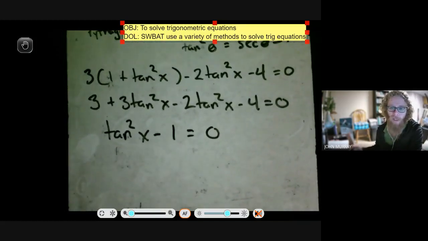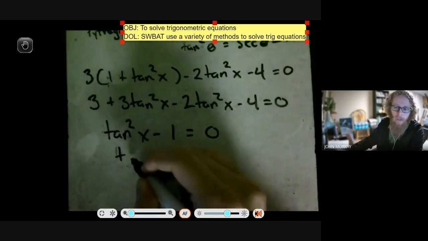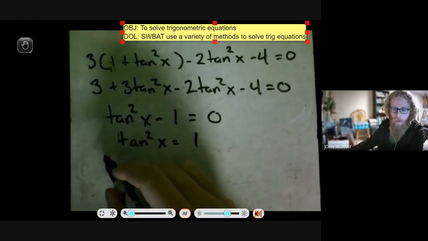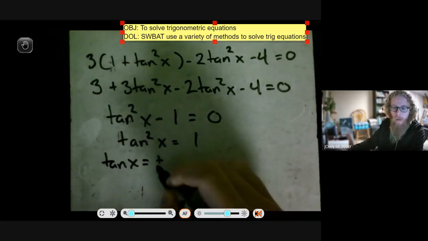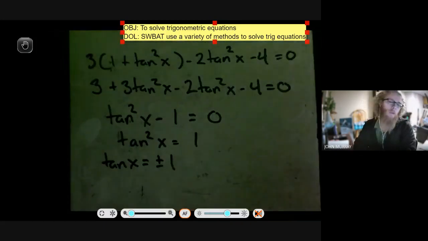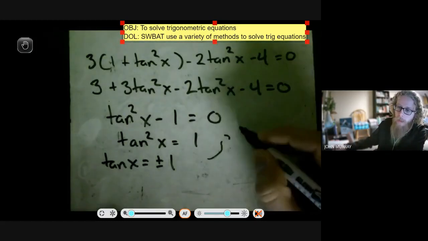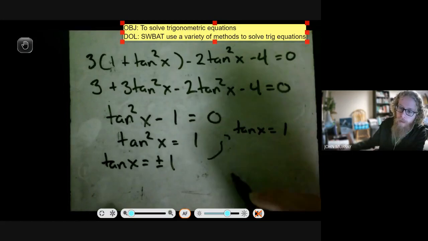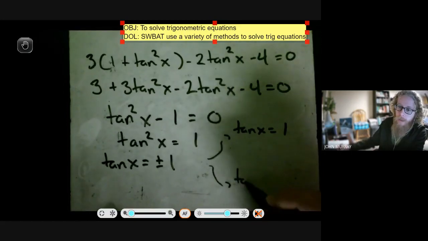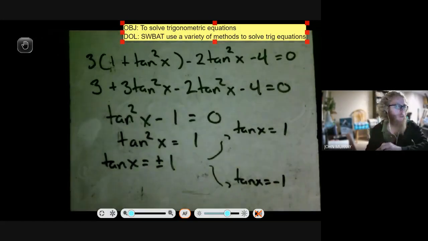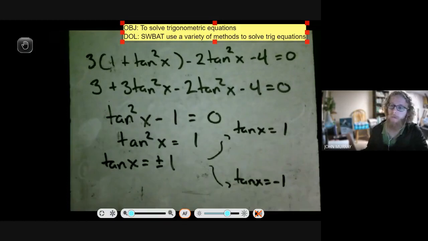Now we go through some basic algebra. I add 1 to both sides, and we take the square root. So tangent can be either plus or minus 1. So I'll write it separately. Tangent of x equals positive 1, and tangent of x equals negative 1. Now, some of you I did see got to this point. Good job. What's different about this is now we're dealing with tangent.